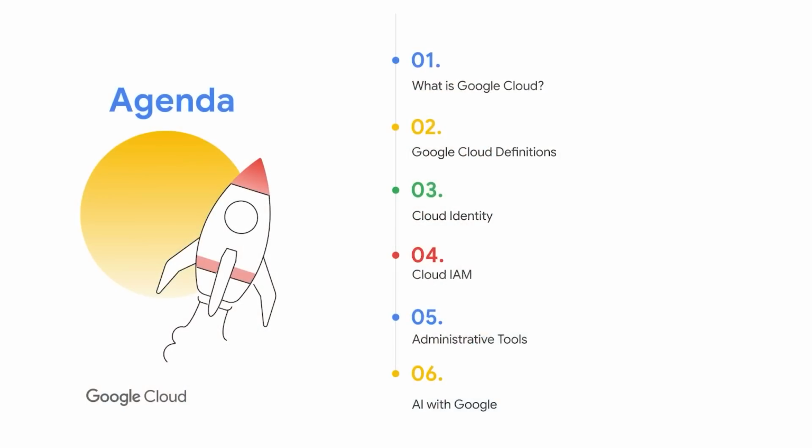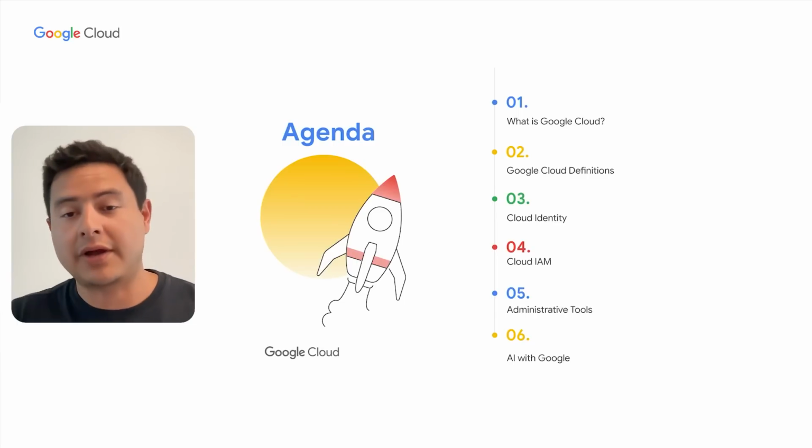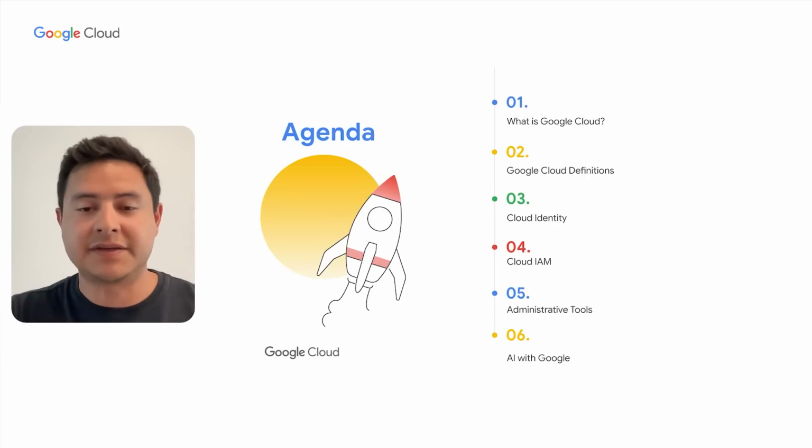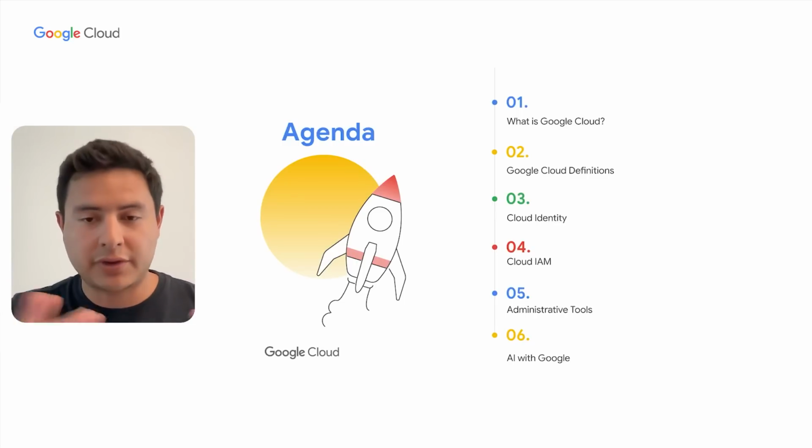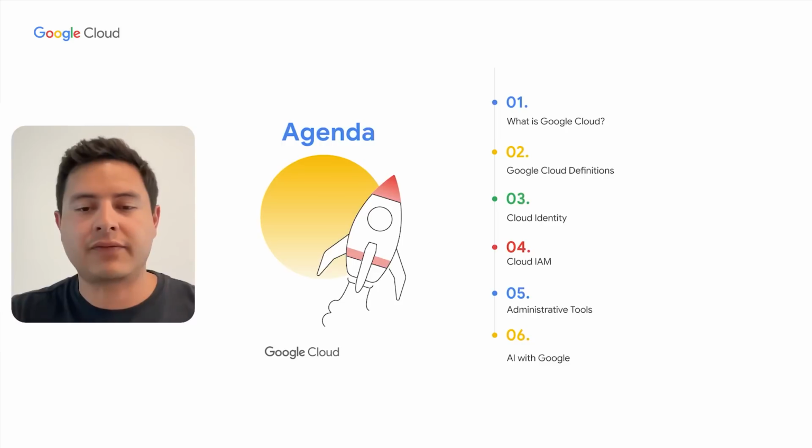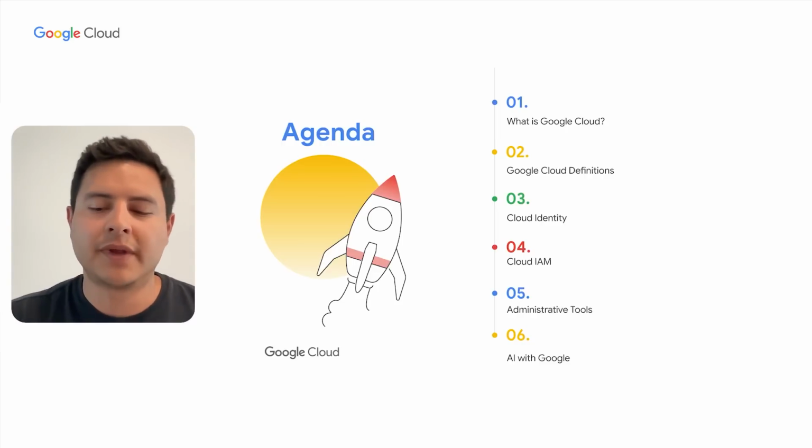Let's get started. Here's a quick agenda and a rundown of what we're going to go through. First, we're going to hit what is Google Cloud. Then second, Google Cloud definitions. Third, we're going to go over how we manage cloud identities. Then we're going to go into Cloud IAM, which is how you manage that in GCP per se. Then we're going to look at administrative tools, and then we're going to close off with AI with Google.